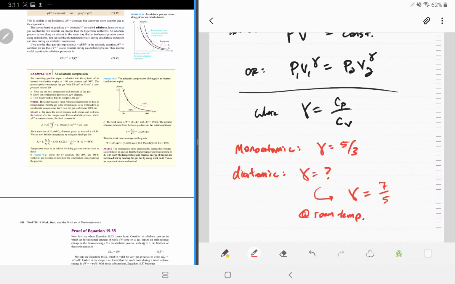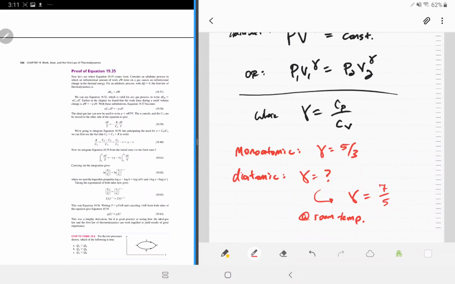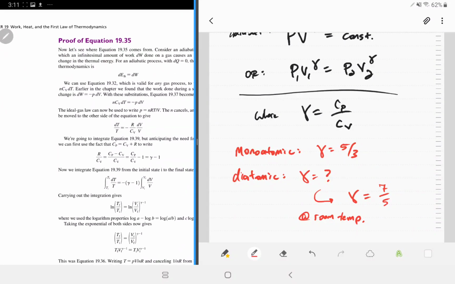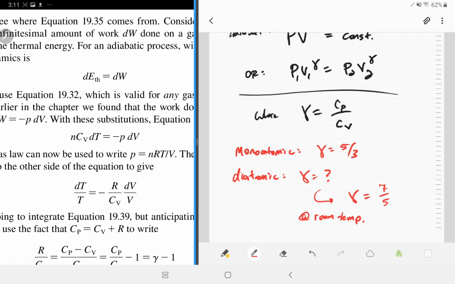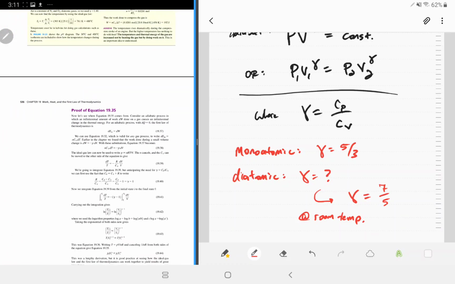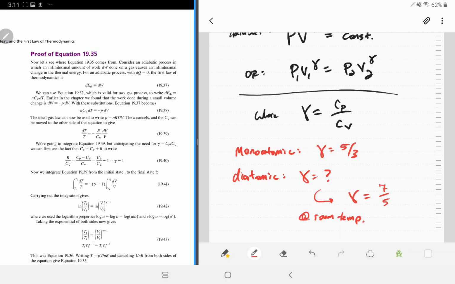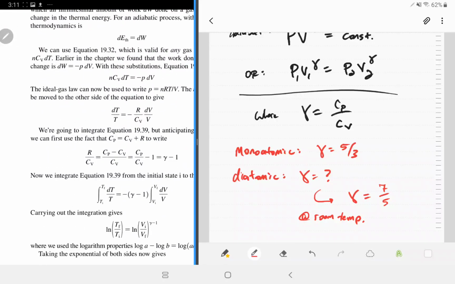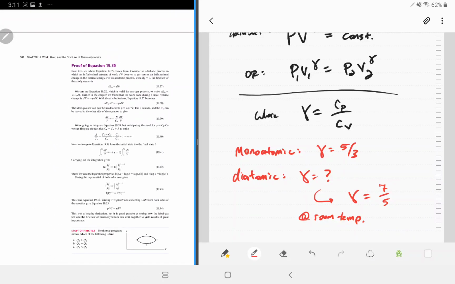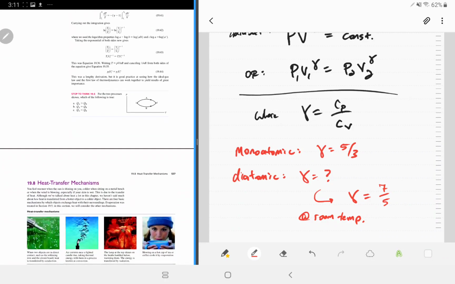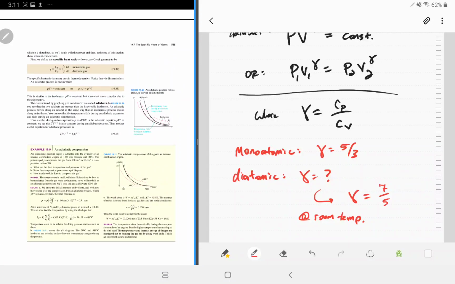If you're wondering why PV to the gamma is constant, your book goes through a proof. It uses delta E is nCV delta T for the thermal energy, and then it uses the definition of work, so work is PdV. It just follows through that logic, rewriting it in a way that we can relate it to the molar heat capacities. If you're interested in how we got that, take a look at this proof. More on this when we talk about chapter 20.